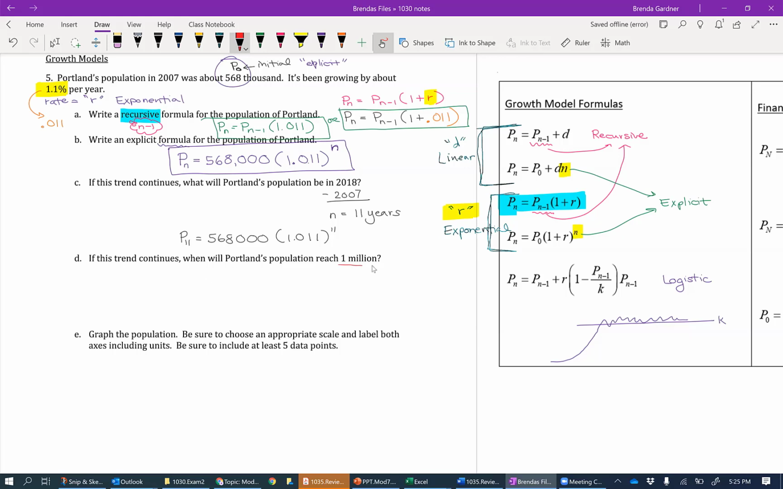So this one, you would take the 1 million, and that's going to be your future population. So you would put it in on this side. You put 1 and then add your zeros. Oh, too many zeros. 1 million equals 568,000, and then times 1.011 to the n. And now I'm trying to find n, right?